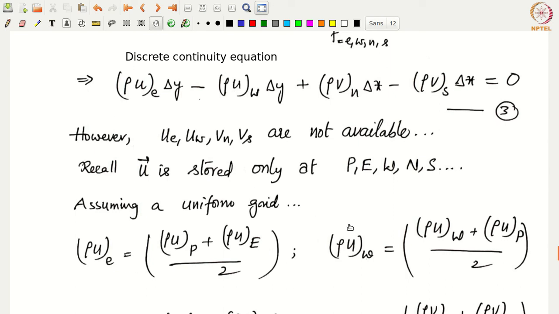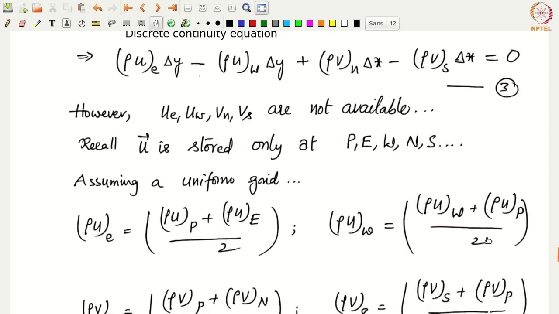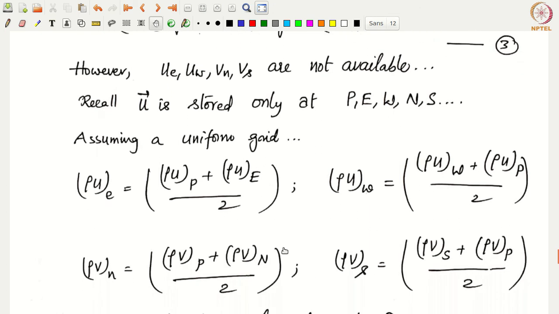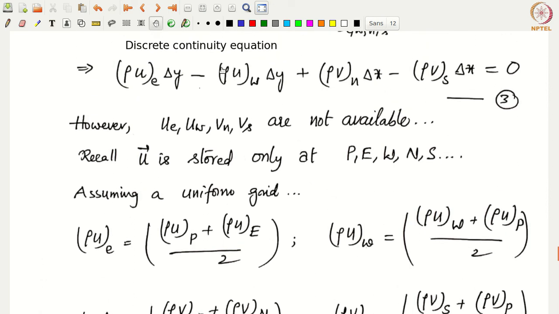Okay, similarly rho u little w can be written as rho u capital W plus rho u capital P upon 2, and similarly rho v n can be written as rho v P plus rho v capital N upon 2, and rho v south can be written as rho v capital S plus rho v capital P upon 2. Okay, so we have all these 4 values which we can substitute back here, and as you can see, again similar to the pressure case, the rho u P gets cancelled with the rho u P here because we have an east minus west, so this gets cancelled.